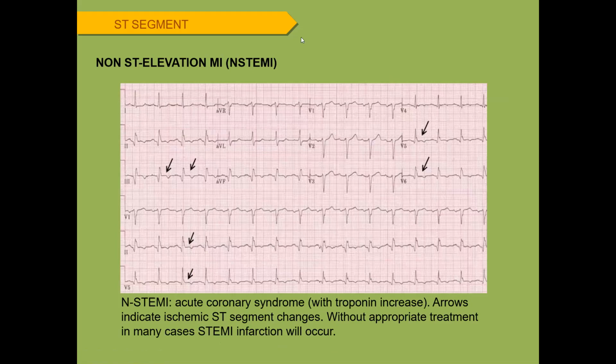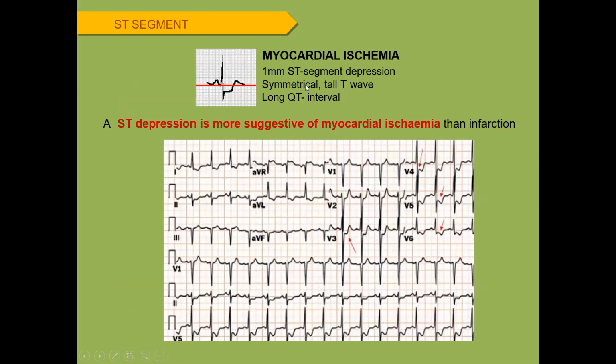Now look at this. Here the ST segment is depressed, T wave is inverted, the patient's troponin is positive, and ischemic changes are there, so it is an NSTEMI. And also, now this patient's ST segment is depressed, so myocardial ischemia is there, with no ST segment elevation.